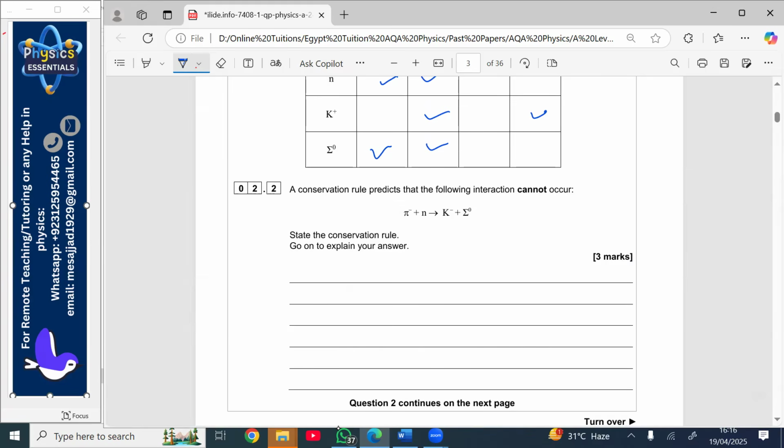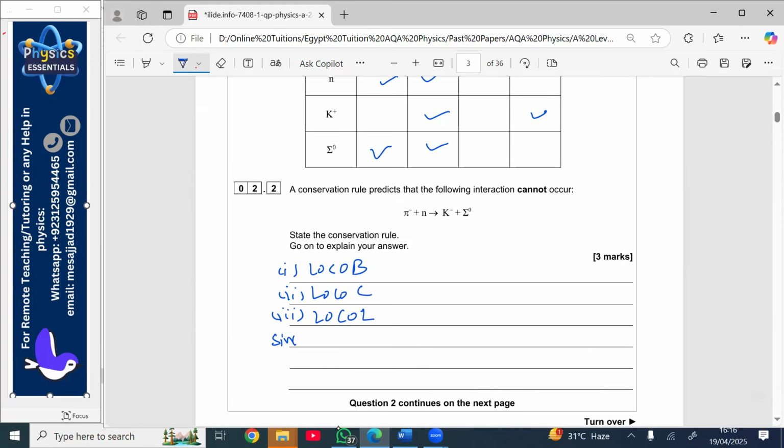A conservation rule predicts the following interaction cannot occur: pion minus plus neutron equals kaon minus plus sigma neutral. Okay, let's check it out. Why is it not possible to have this interaction? What kind of rules do you have? First of all, the law of conservation of baryon number. The second one is the law of conservation of charge. The third one is the law of conservation of lepton number.